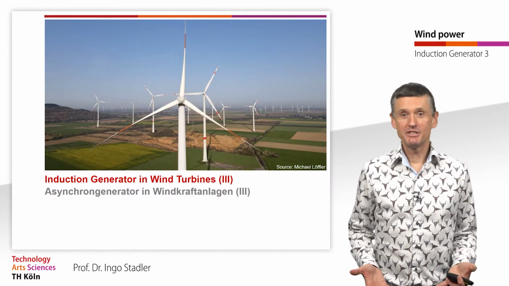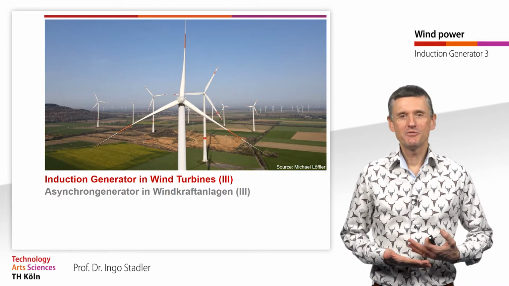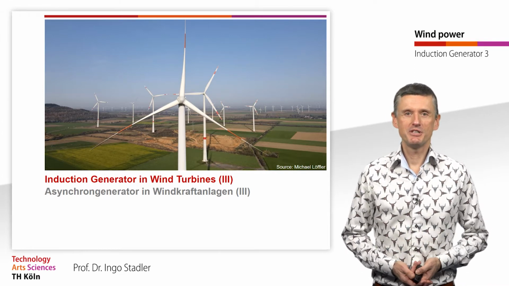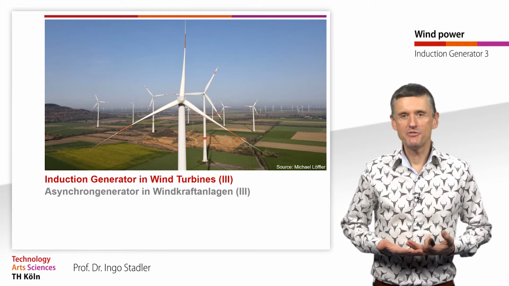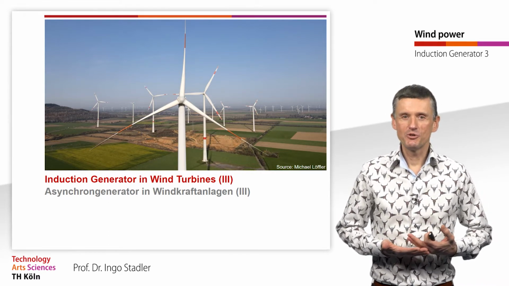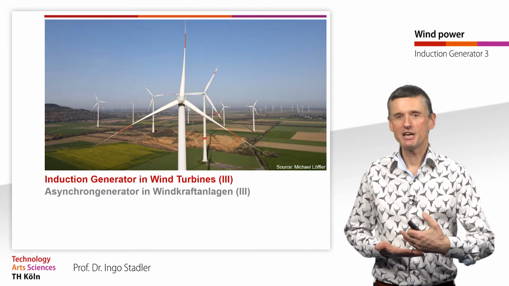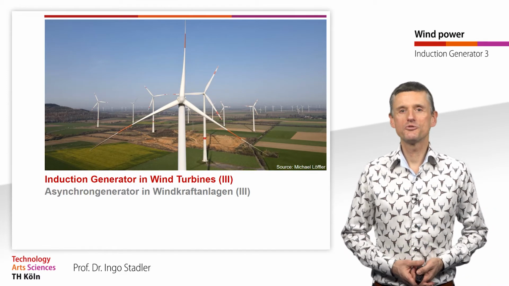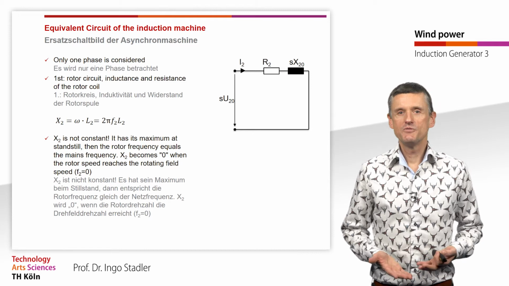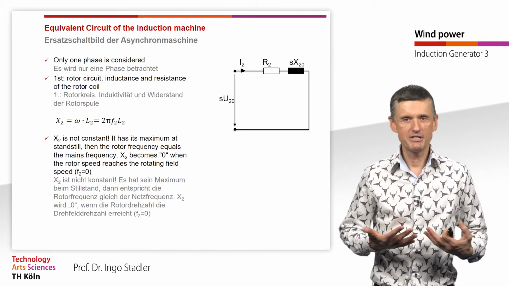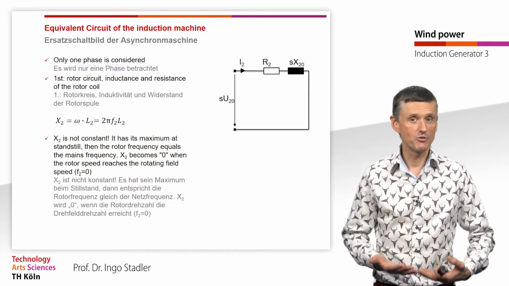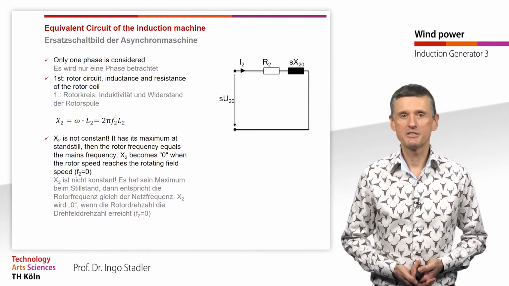Hello and welcome. In this video, we will now deal with the equivalent circuit of the induction machine in order to better understand its behavior, and therefore we also know how we can use its behavior to better adapt to wind turbines. So we always look only at one phase. Even though we have three-phase systems, in the equivalent circuit we only consider one phase.